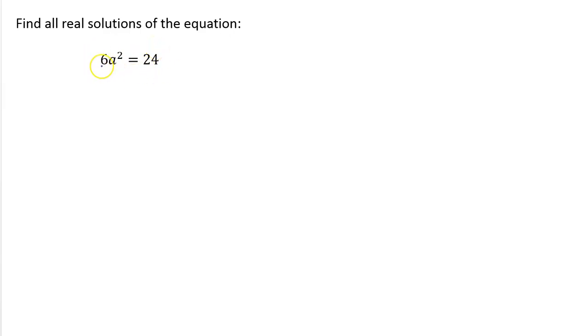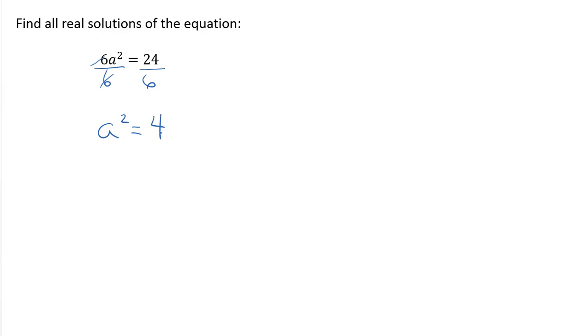Yet, we've got this 6 in front that's a problem. So to remove that 6, I'm going to divide both sides by 6. Why divide? Because I'm multiplying. That's 6 times a squared. And to undo multiplication, you divide. Now, what does that give me? a squared is equal to 24 divided by 6, which we know is 4.